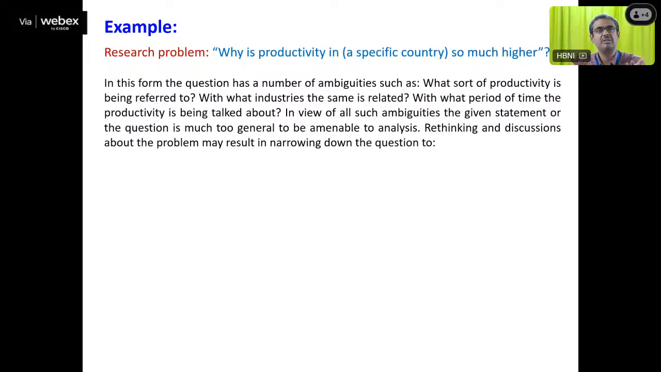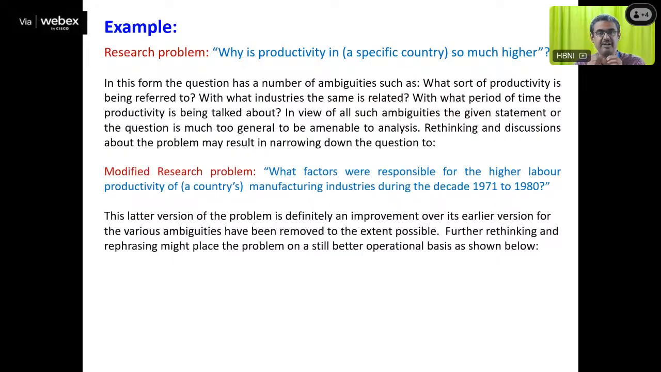But what sort of productivity? Whether it is industrial or something else. What are the specific industries? In which time period is the productivity higher? So these ambiguities cannot be resolved in your first general statement, but you have to propose a general statement at the initial stage. Then you do a literature survey and discussion with experts. Then you rethink, have insights, and come down to specifying the problem.